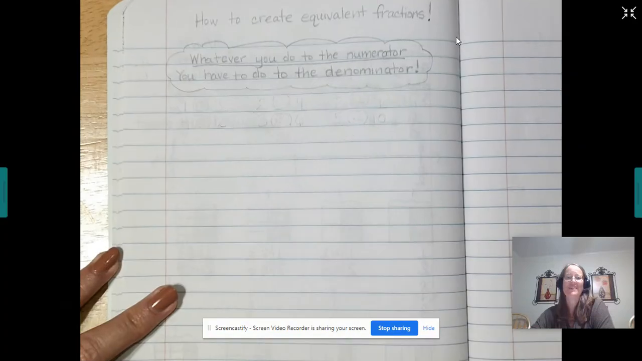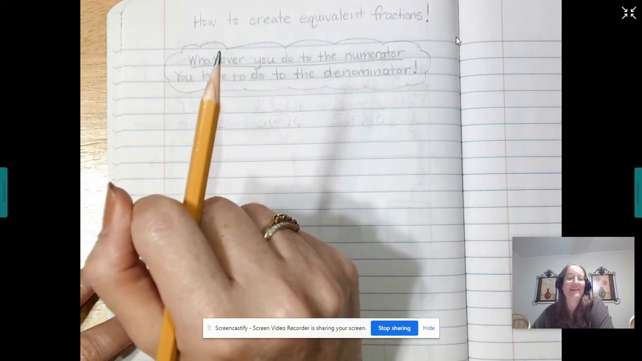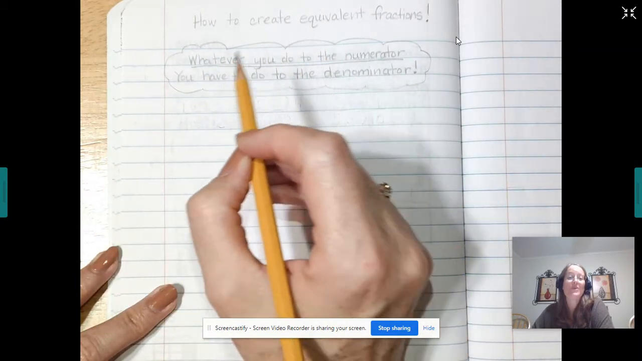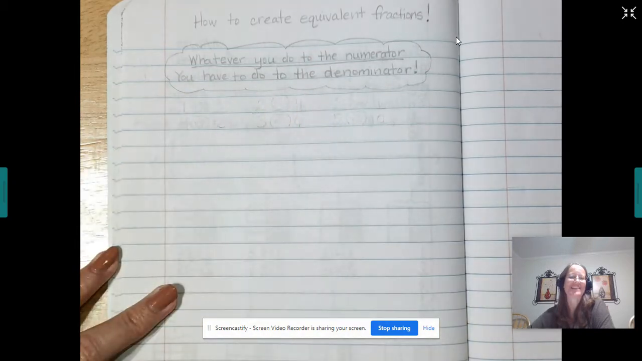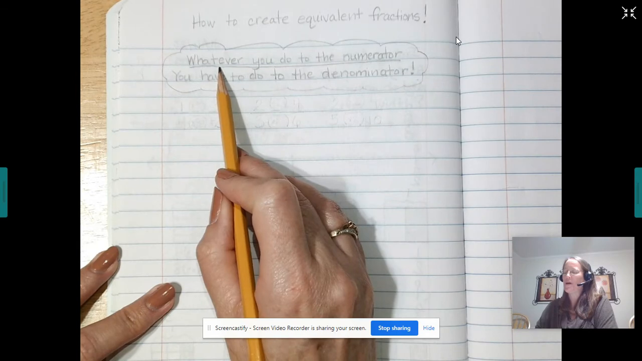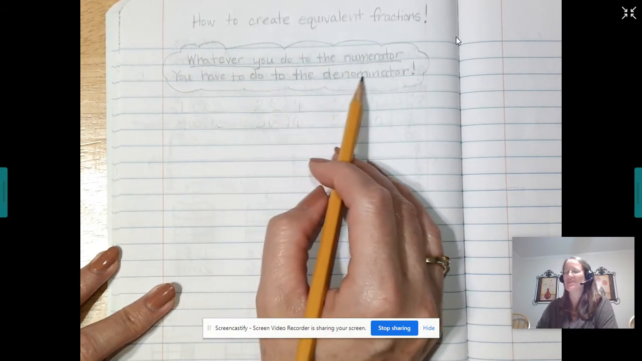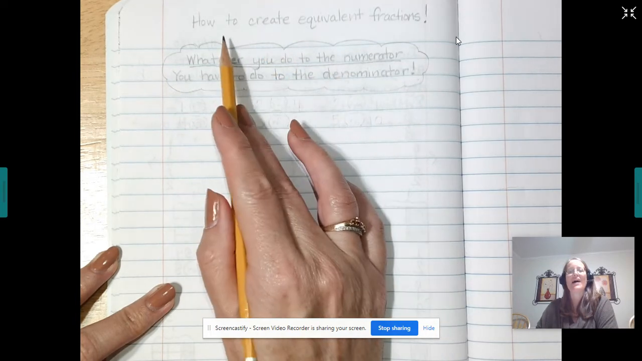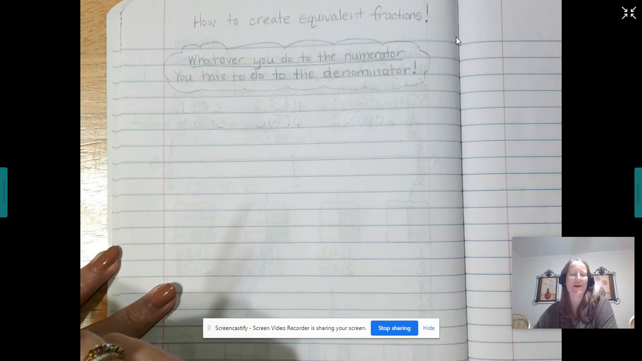Let's have some fun talking about how to create equivalent fractions numerically. Pause the video, write this down, and then let's talk about it. Okay, here we go. In this bubble, you have written down: whatever you do to the numerator, you have to do to the denominator. That's how we create equivalent fractions numerically.